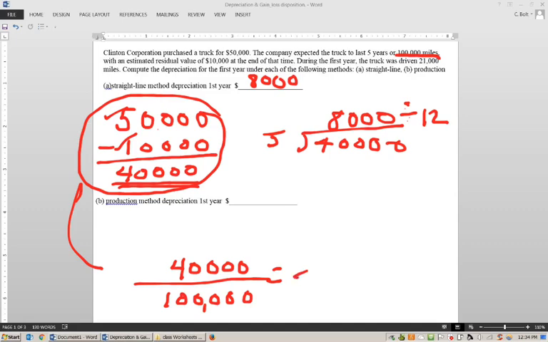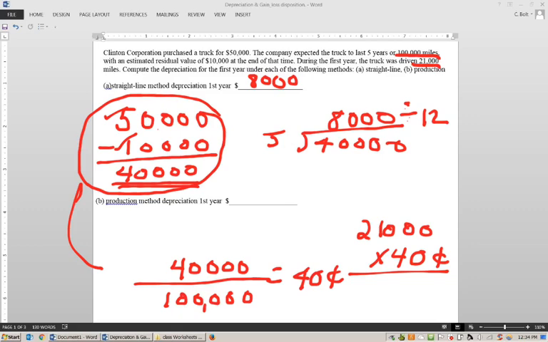This comes out to 40 cents a mile, and we've been told that in this year that we're calculating, it's 21,000 miles of use. So we take 21,000 miles times 40 cents. I should have put 0.40. That equals 8,400. So our depreciation expense for this year would be 8,400.